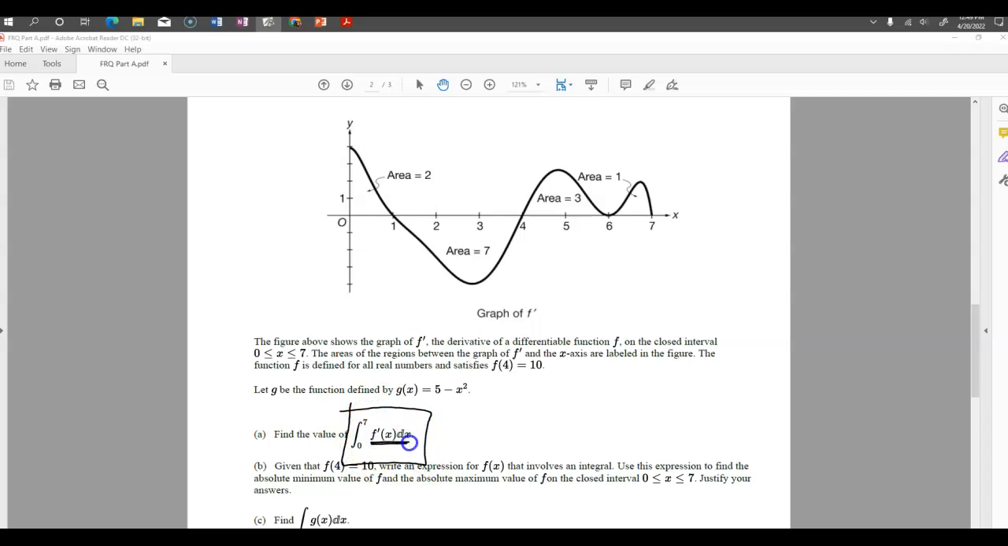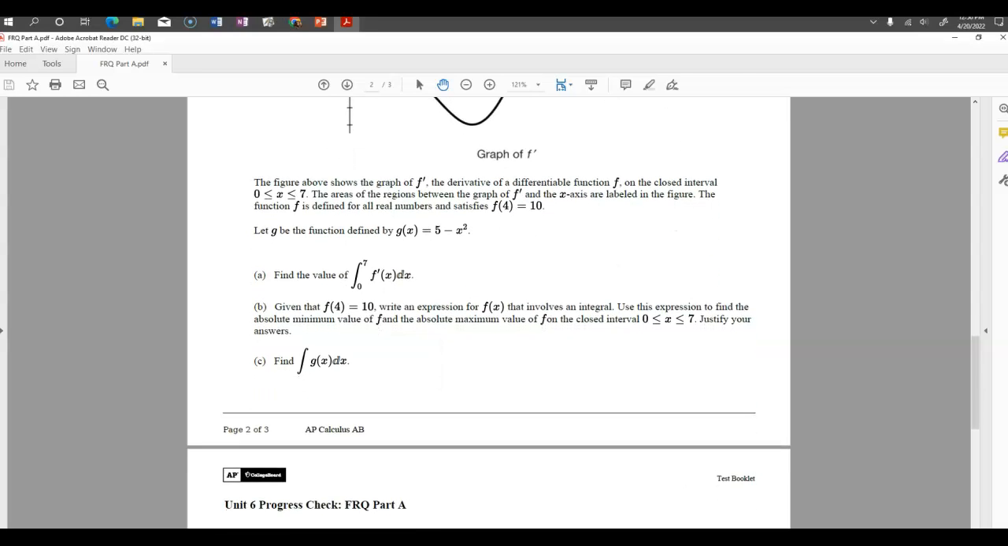I have the graph of f prime, so what this represents is the area under the curve. So if I'm going from 0 to 7, from here all the way over here, basically it's just this area plus this area plus this area plus this area. So it's 2 minus 7 plus 3 plus 1. So that would be -5 plus 3 is -2, plus 1 is -1, I think. And that does it for part A. So that was nice. Let's go ahead and take a look at part D.